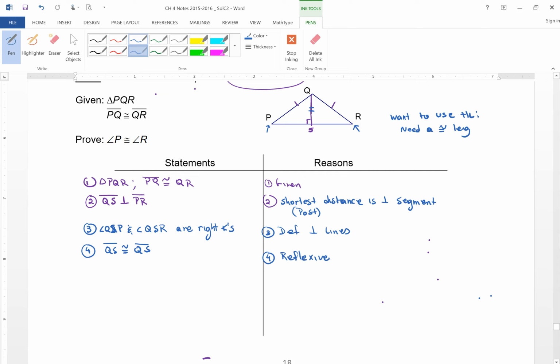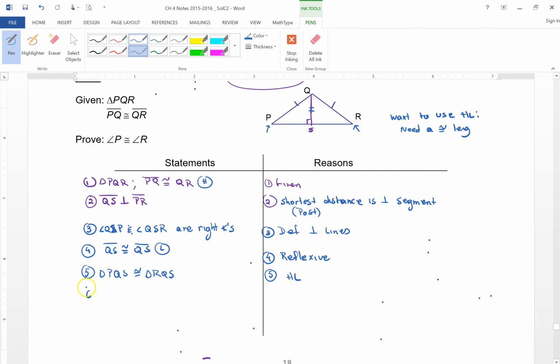If you're going to use reflexive, you have to keep them the same. Okay, so now what I have here is the hypotenuse, right? Here, now I have a leg, okay? And since I have the 90-degree angle, I can say triangle PQS is congruent to triangle RQS, again, HL.